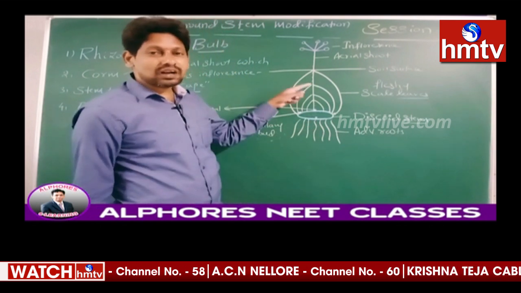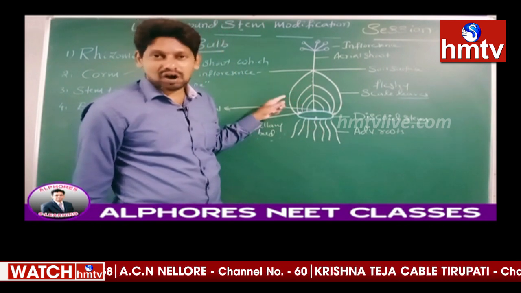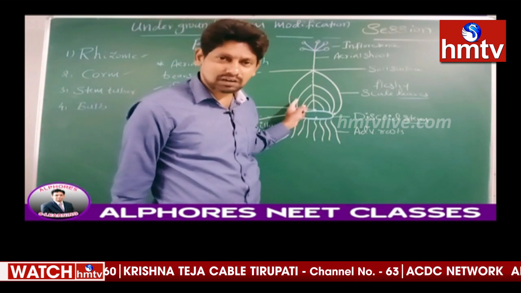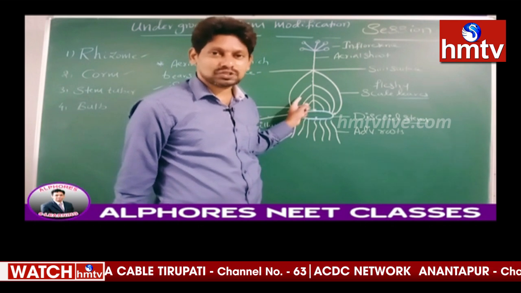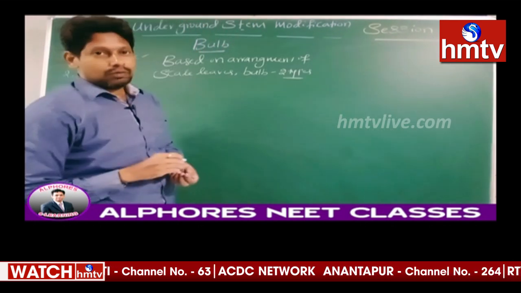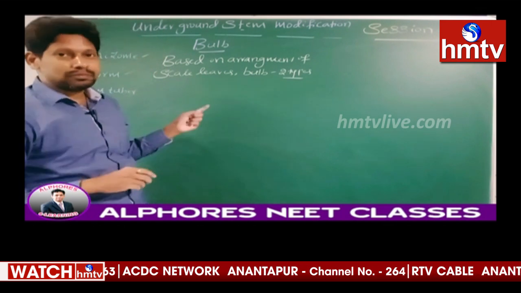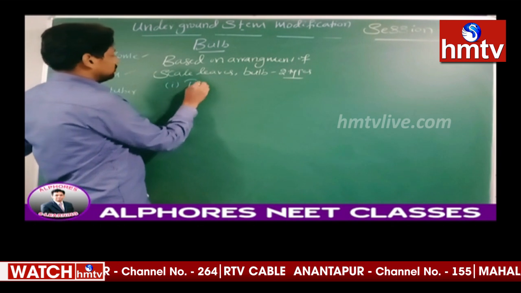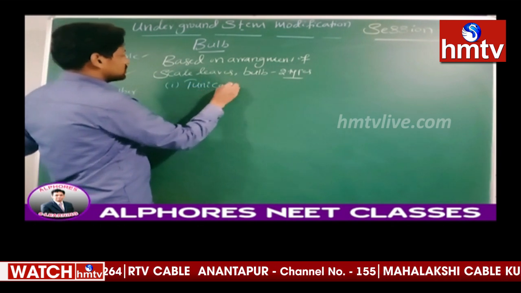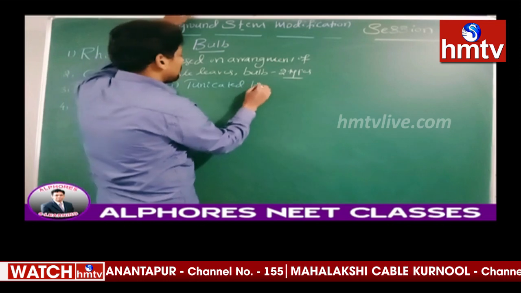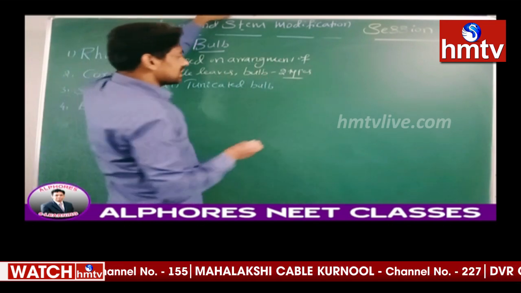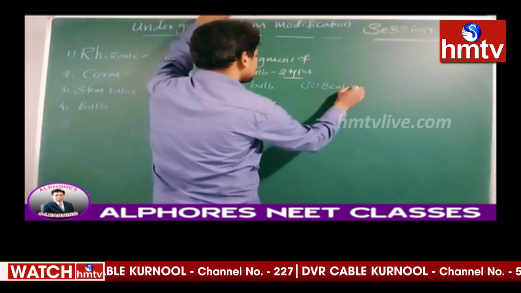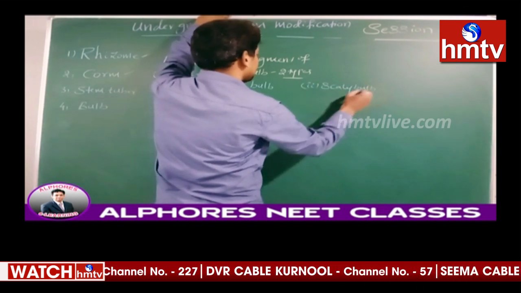Okay. Based on arrangement of scale leaves, bulb is of two types. Based on arrangement of scale leaves, bulb is of how many types? Two types, right? First one is a tunicated bulb. What is the first one? Tunicated bulb. Second one is a scaly bulb. What is the second one? Scaly bulb, right?